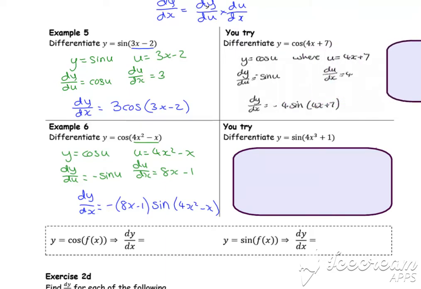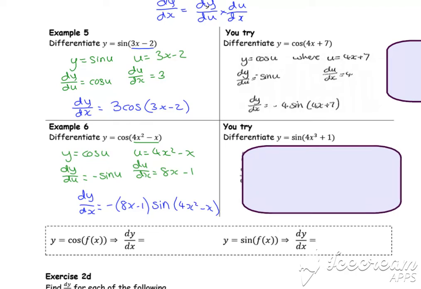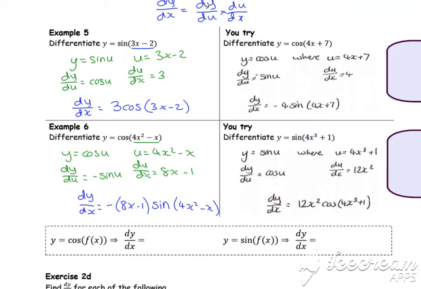So for this one here, we've got minus 4 sine of 4x plus 7. For this one here, we've got 12x squared times cos of 4x cubed plus 1. So what we notice with these is, again, the function inside stays the same. And what we've got there is we differentiate that function inside and put it on the outside. And obviously cos and sine differentiate in the way that they're supposed to.